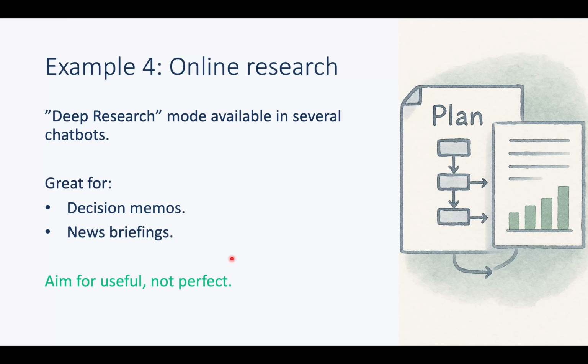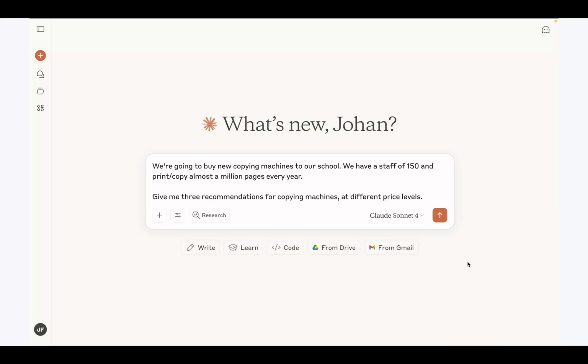And what you get from these tools are not perfect stuff, as with most humans I could add. But it could still be useful. So aiming for useful is what you should do, not for perfect. All right, so here's one example.